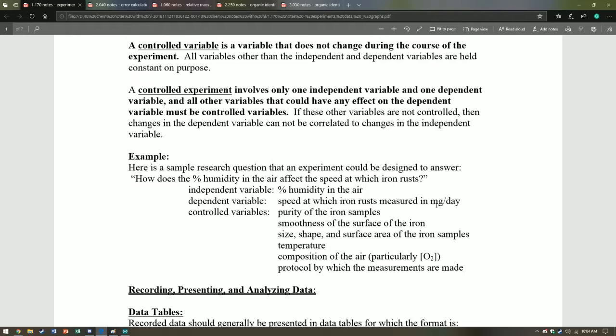The control variables are the purity, smoothness of the surface, size, shape, and surface area of the samples, the composition of oxygen in the air, and the protocol by which the measurements are made. Those are some control variables.